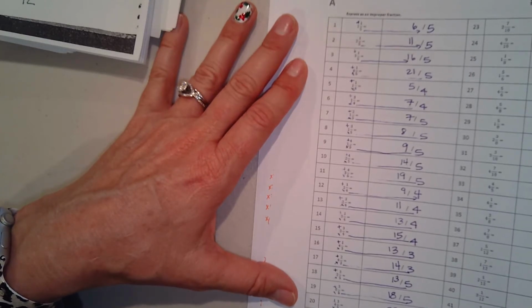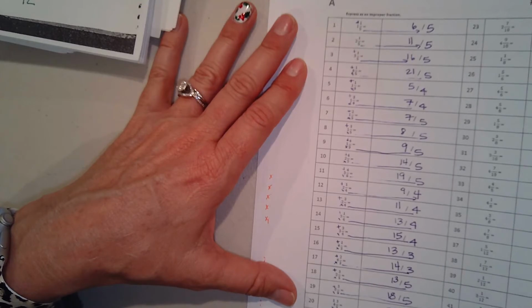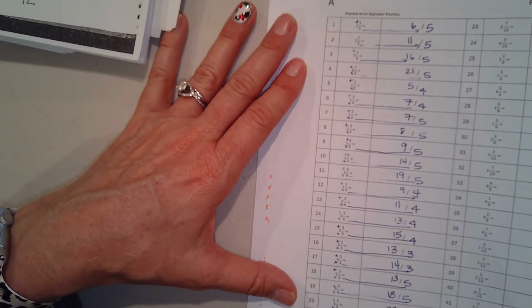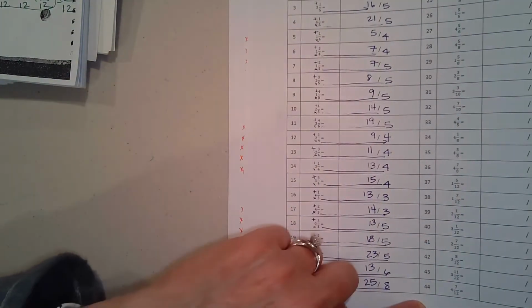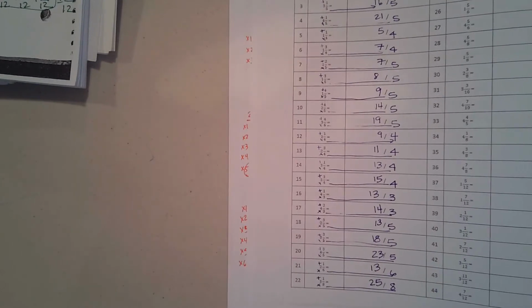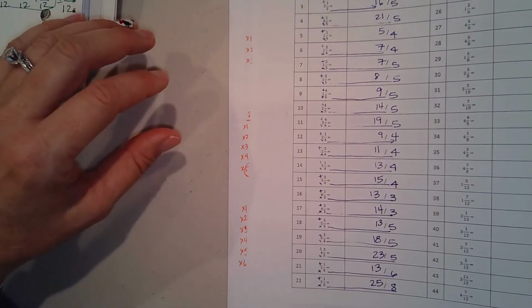Bring over that denominator. 6 times 2 is 12. Plus 1 is 13. Bring over that denominator. 8 times 3 is 24. Plus 1 is 25. All right. So I'm going to have you finish 23 through 44 independently, and then I want you to come back and check your work. Let's try it and see how you do.